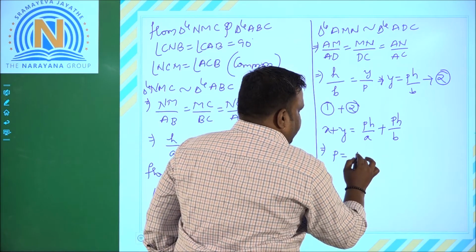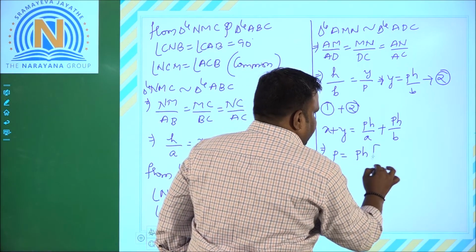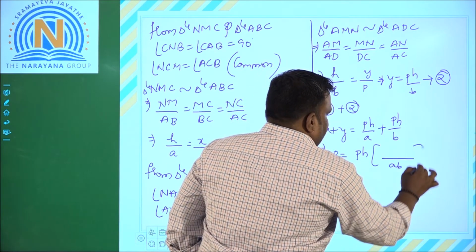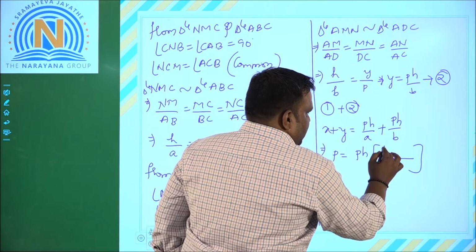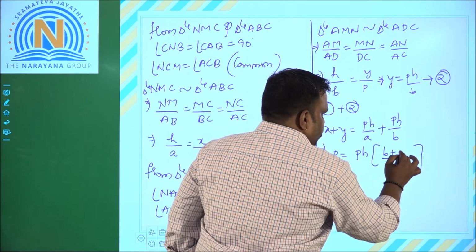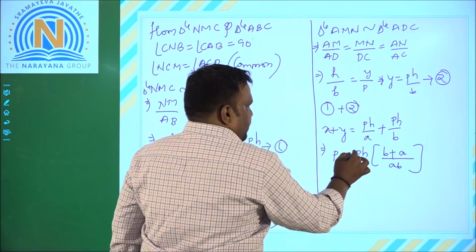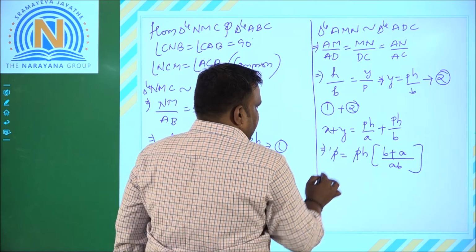So P is equal to, take out P and H common in this case and take the LCM. So it will be 1 by A plus 1 by B. When you take the LCM, AB will be the denominator and in the numerator we will be left with B plus A. So P and P get cancelled. Here I am left with 1.